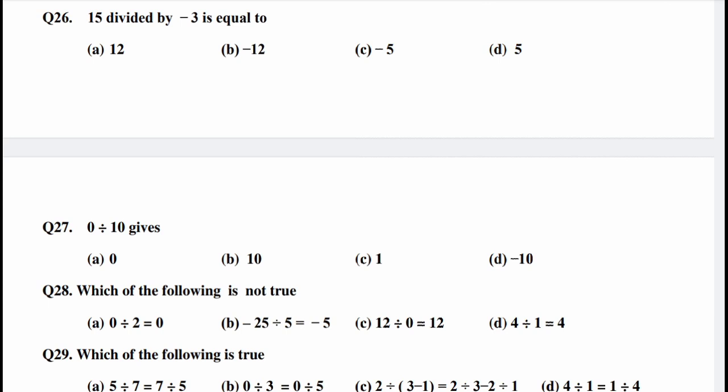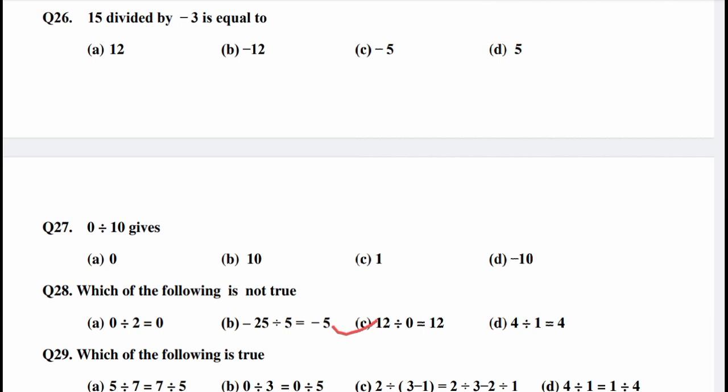Question number 28. Which of the following is not true? A. 0 divided by 2 is equal to 0. It is true. Minus 25 divided by 5 is equal to minus 5. It is also true. 12 divided by 0 is equal to 12. It is wrong. Why? Because division by 0 is not defined in mathematics. Then next is 4 divided by 1 is equal to 4. It is also true. Here your question is about what is not true, so the answer is C.